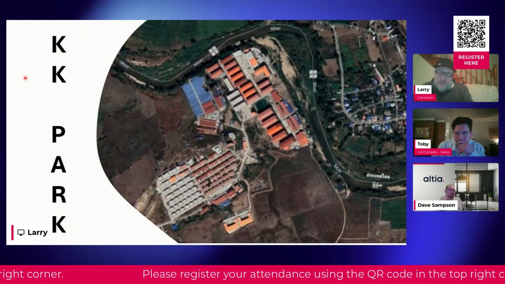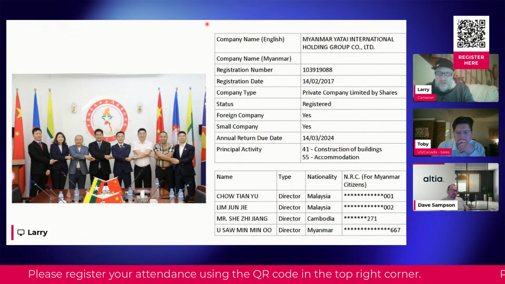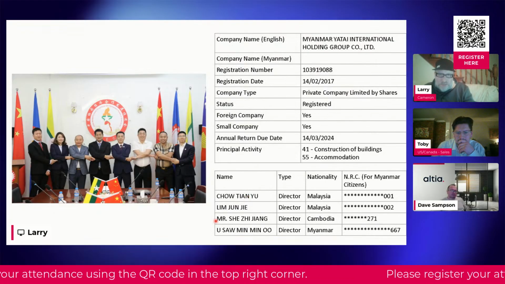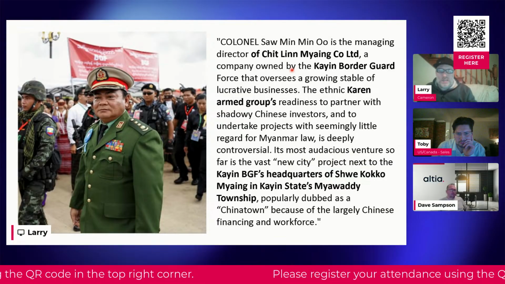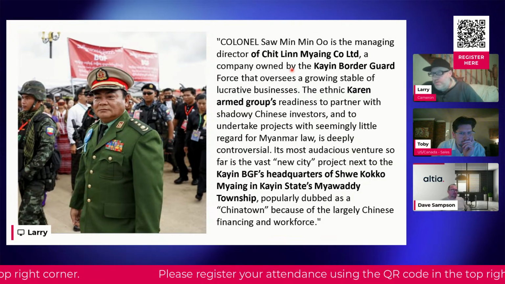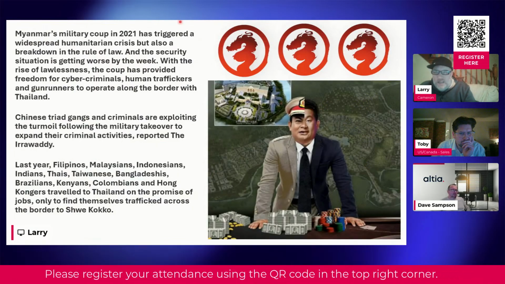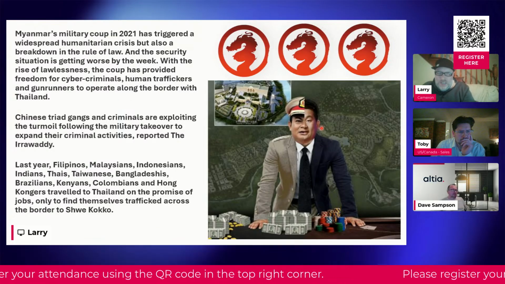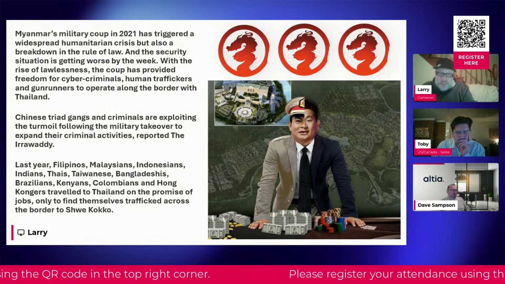This is a particular compound I was investigating, KK Park. Here's the business registration. Here's the people involved in KK Park. Here's the different ones. See Mr. Shi. And here's one of the guys, a colonel in the Myanmar Army, the Karen Border Guard. They own 30% of the profits. And who's running the compounds but the triads? So you got Mr. Shi, you got the Myanmar military, Karen Border Guard, and then you have the triads all working together.